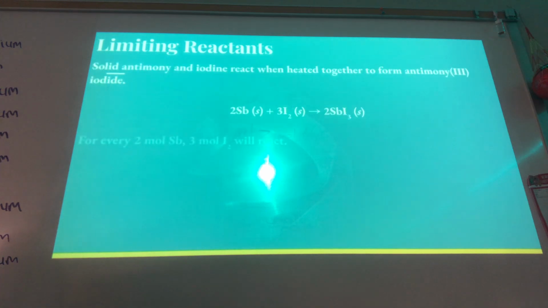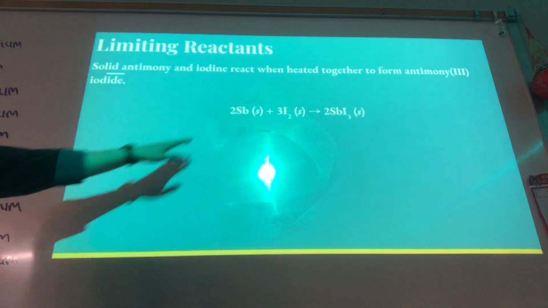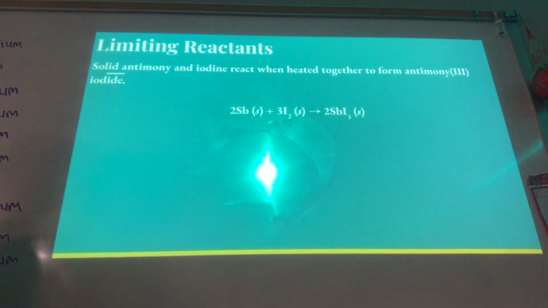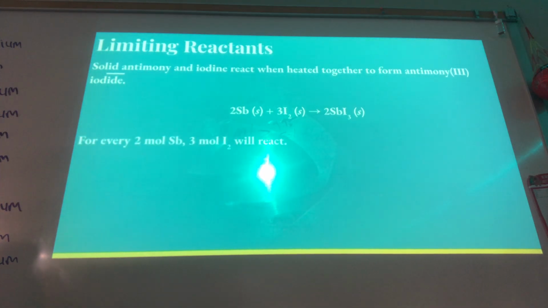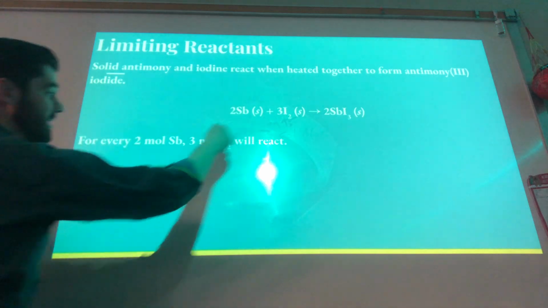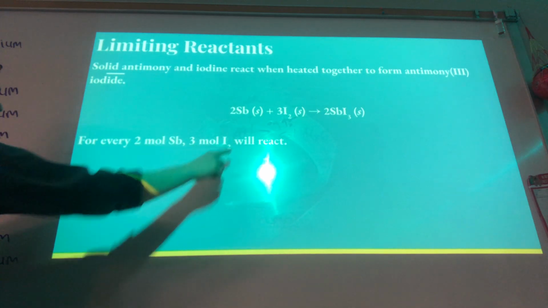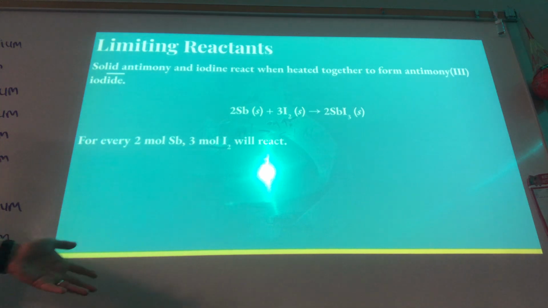Okay, so let's say we're going to react these two compounds and make some antimony(III) iodide. I've got some antimony, I've got some iodine solid, sorry, I'm going to make that. Now we've learned so far that the coefficients in this reaction mean that for every 2 moles of antimony I need 3 moles of iodine molecules. It's a molar ratio, right?